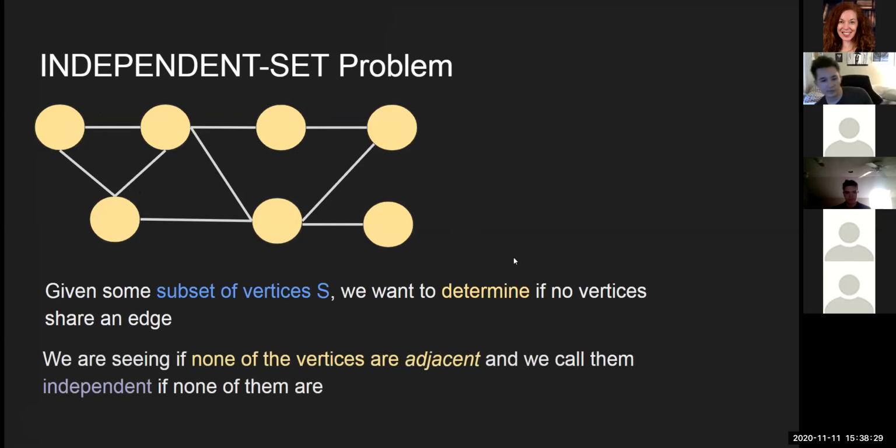The way we can think of this is that none of the vertices are adjacent, and so we call them independent of each other. I'll give you an example of a way that we could solve this. If we have these ones selected as blue, you can see that none of them are neighbors, and that is a perfectly fine solution. All right, so that's problem one. It's a fairly simple problem.